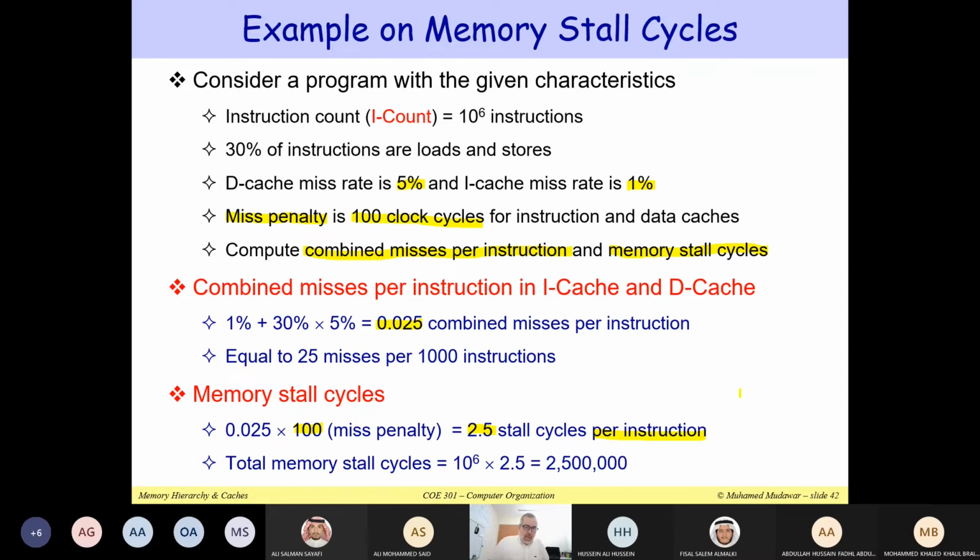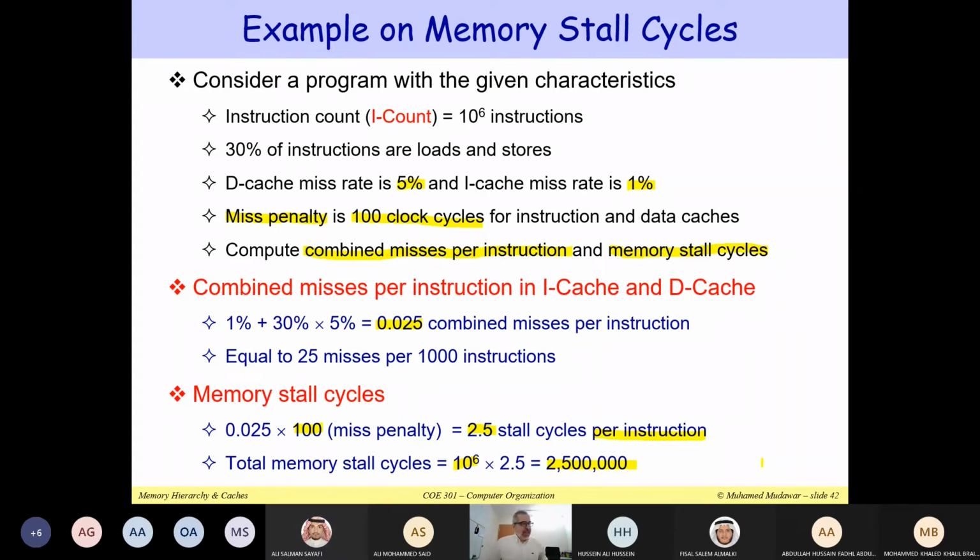So if I multiply this by 1 million instructions, so that the instruction count is equal to 1 million. Now we got it per instruction, but if you actually multiply it by the 1 million instructions, you can see 2.5 million cycles that are wasted. This is significant, right? We are actually wasting too many cycles because of these cache misses, and we have a high miss penalty.